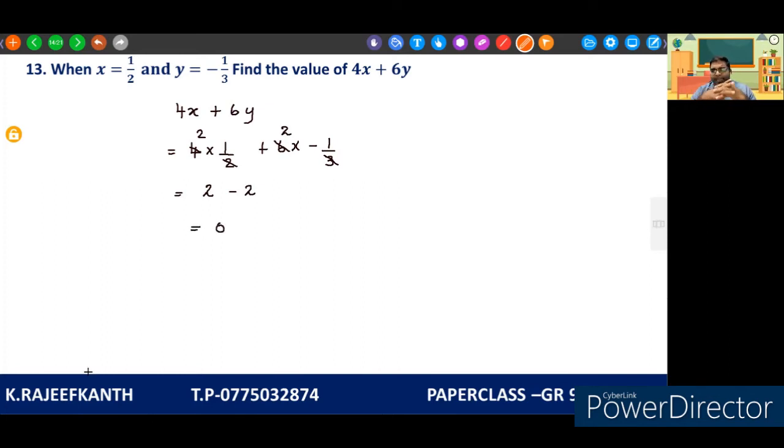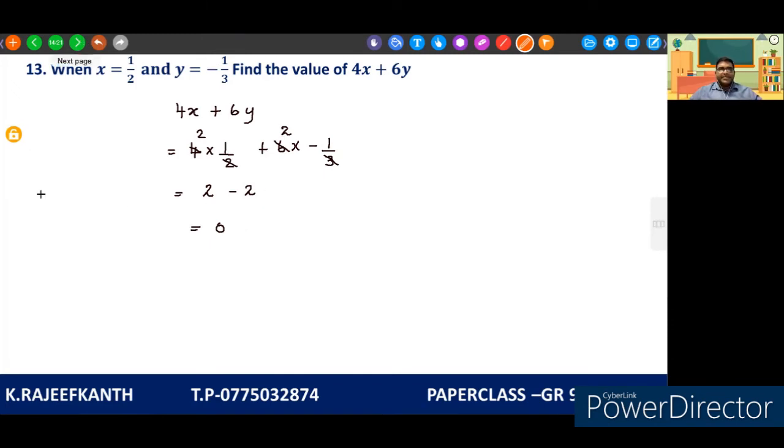Here the value of x is equal to half, then 4 times half is equal to 2. Then the value of y is equal to minus 1/3, so we have to multiply 6 by minus 1/3. Plus into minus is minus. Then 6 into 1/3 is equal to 2. Then 2 minus 2 is equal to 0.